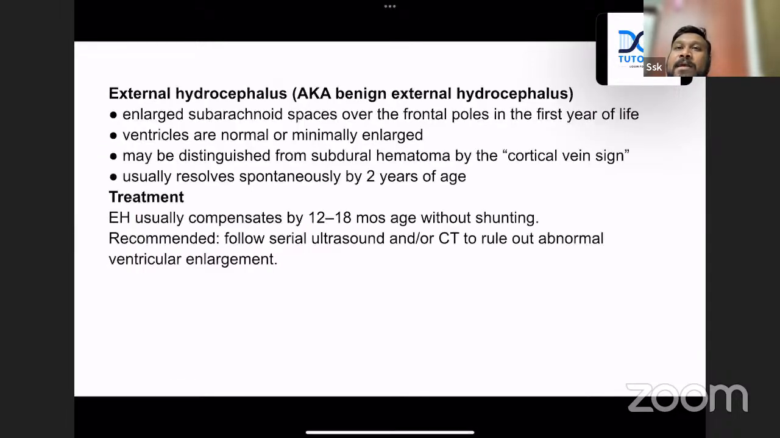External hydrocephalus is nothing but an enlarged subarachnoid space over the frontal pole in the first year. Ventricles are usually normal or very minimally enlarged. It may be distinguished from subdural hygroma and subdural hematoma by the cortical vein sign, and it usually resolves spontaneously by 2 years of age. External hydrocephalus usually compensates by 12 to 18 months without shunting. You are supposed to do a follow-up CT or an ultrasound to rule out abnormal ventricular enlargement. So this is what you have to know about external hydrocephalus.